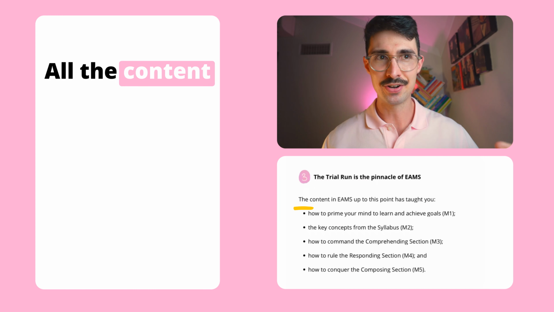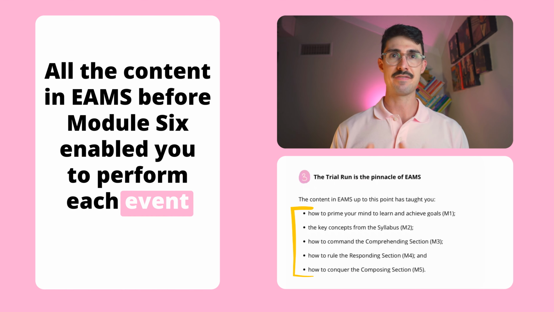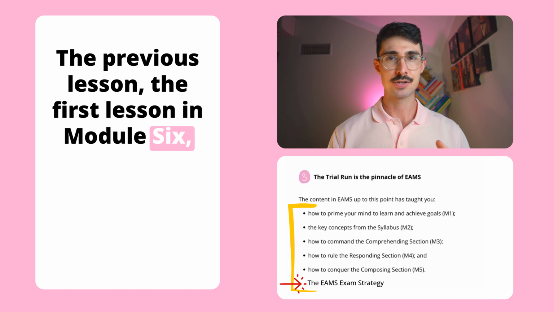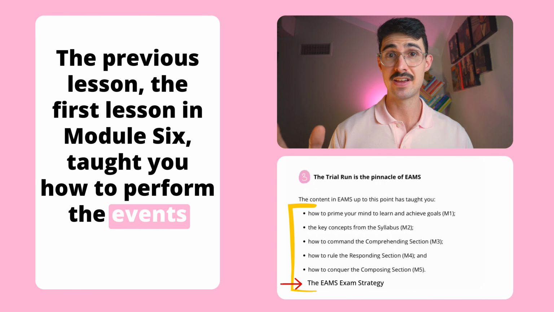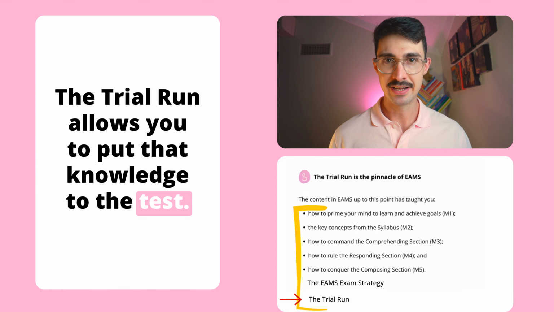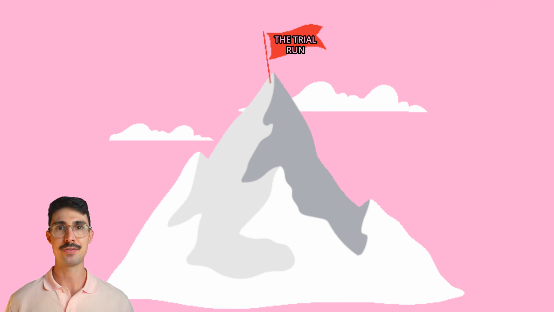All the content in AIMS before Module 6 enabled you to perform each event separately. The previous lesson, the first lesson in Module 6, taught you how to perform the events collectively. The trial run allows you to put that knowledge to the test, to put that how to the test. That is why it's the pinnacle of English ATAR made simple.